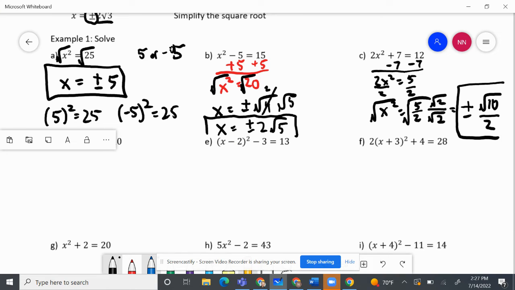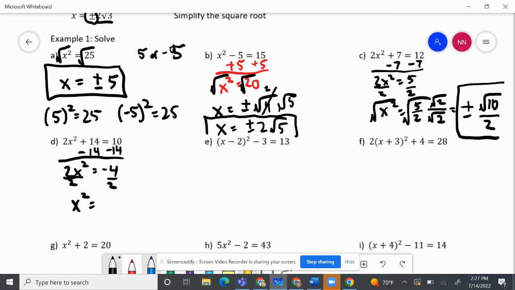Now, looking at letter D, we're going to subtract the 14, and that gives us 2x squared is equal to negative 4. We're going to divide it by 2, and we get x squared is equal to negative 2. We take the square root. Now, there's no square root of a negative. So that means that our answer is no solution.